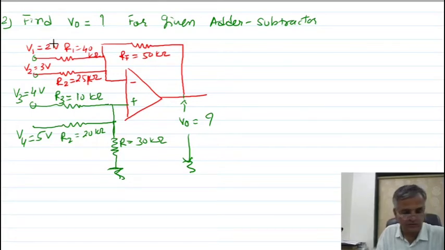See, V1 is 2 volt, V2 is 3 volt, V3 is 4 volt, V4 is 5 volt.